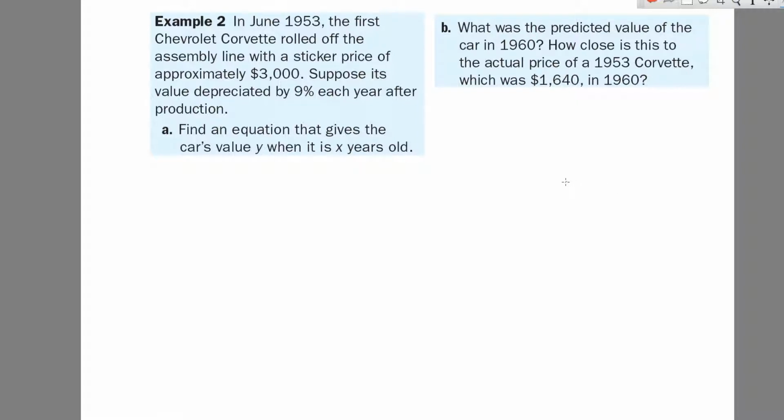It's a depreciation problem. When you buy a new car and you roll it off of the lot, it depreciates. It loses value immediately, and it continues to lose value at a very regular rate after that. So we can describe it with an exponential decay curve because we have a rate of depreciation. And here's one we have. In June 1953, the first Chevy Corvette was made, and it came off the assembly line, and the sticker price was $3,000. This was a lot of money back in the day for a car. It was not cheap.